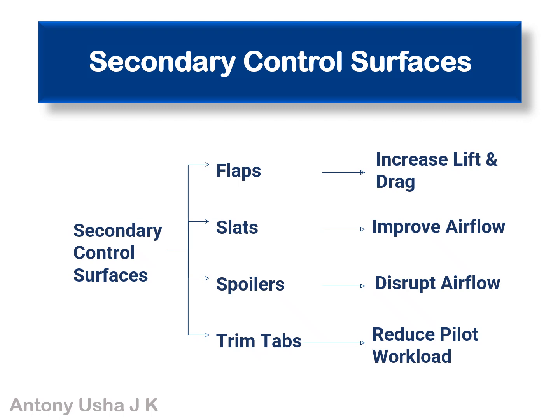Trim tabs. Trim tabs are small adjustable surfaces located on the trailing edge of primary control surfaces. They help the pilot maintain a steady flight path without continuous control input, which reduces fatigue and improves efficiency. So this is used to reduce the pilot workload.